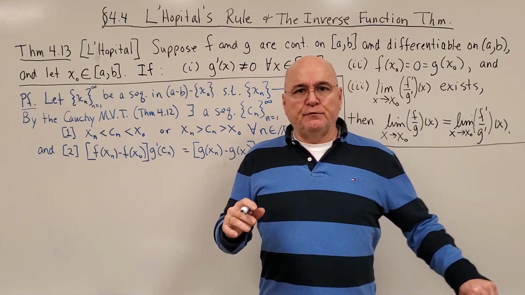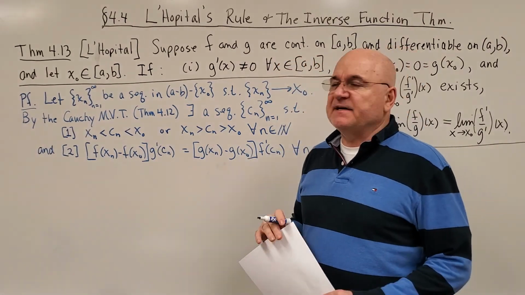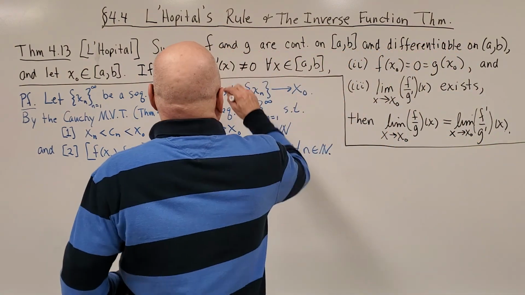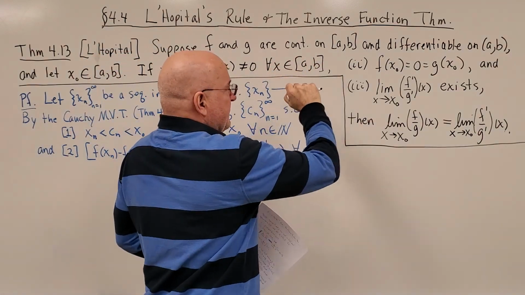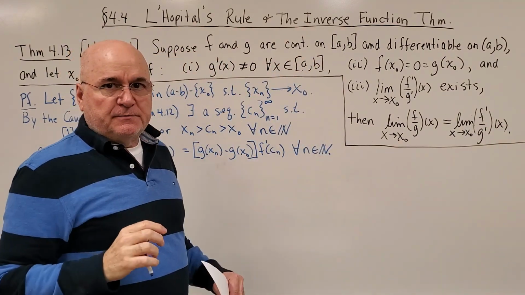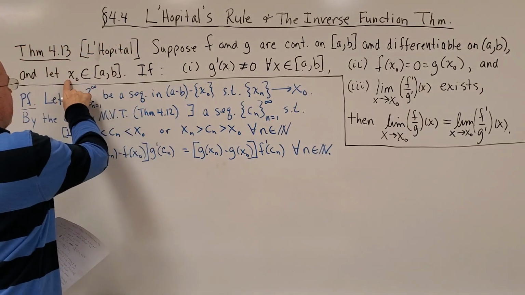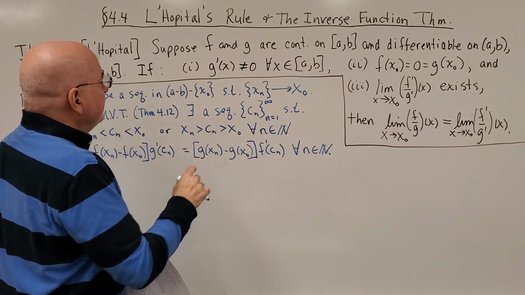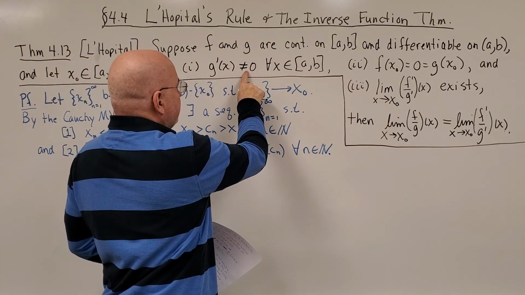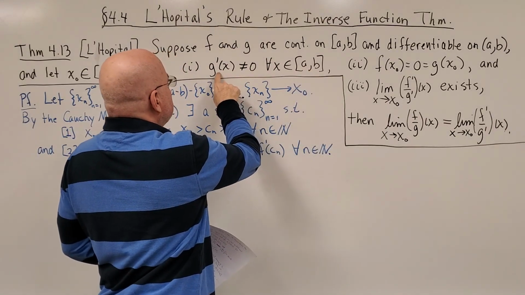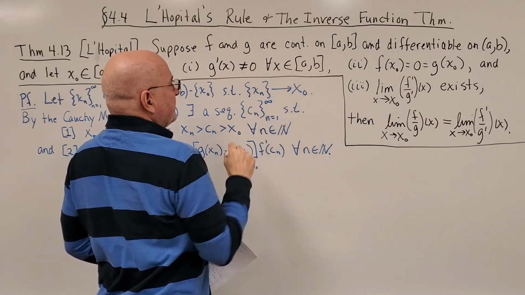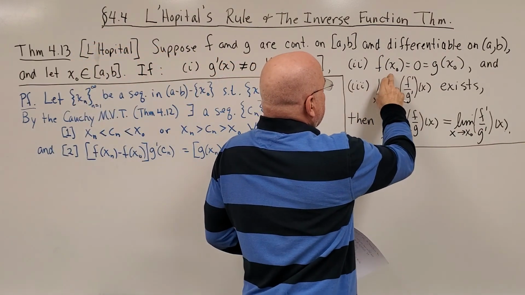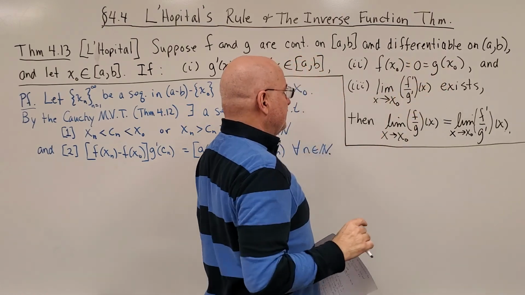Well, now we're going to prove L'Hopital's rule. So let's begin again by stating L'Hopital's theorem. F and G are continuous on a closed bounded interval and differentiable on the open interval from A to B. X naught is some number in the closed interval AB. If the derivative of G is never zero for all X in A to B, and part two, that F of X naught and G of X naught are both equal to zero.